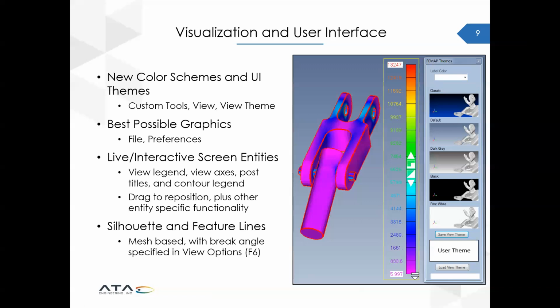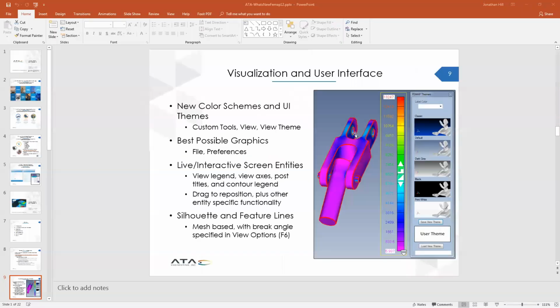And then finally, I'll discuss silhouette and feature lines. So I have those shown here. That's what these red outlines are. That's mesh-based, and it has a break angle that you can specify. So let's hop over into Femap now, and we'll see how some of this starts to work.